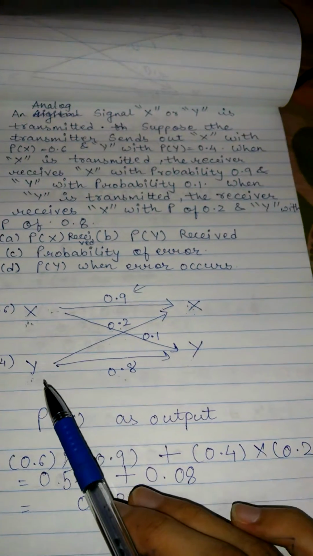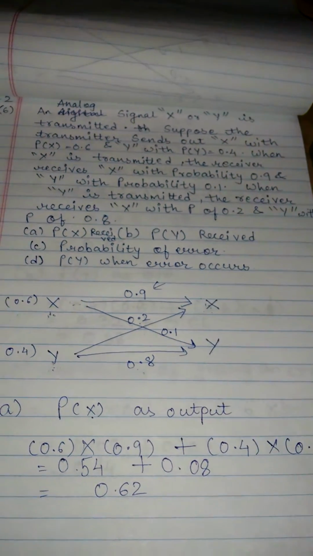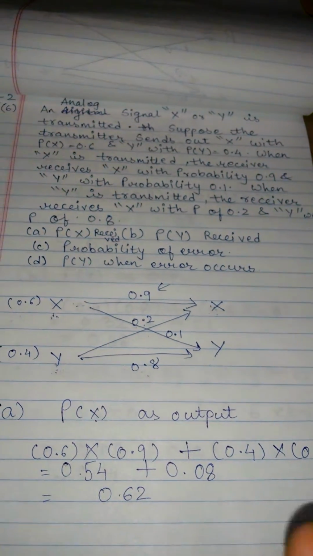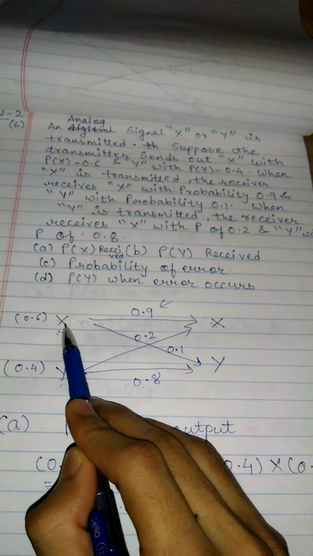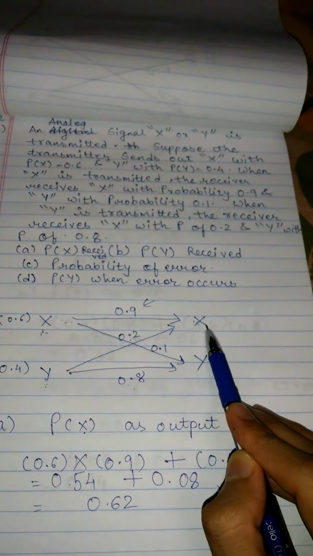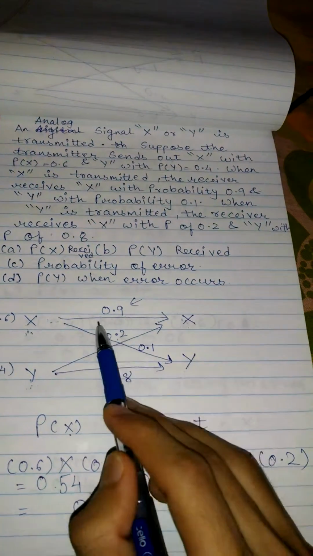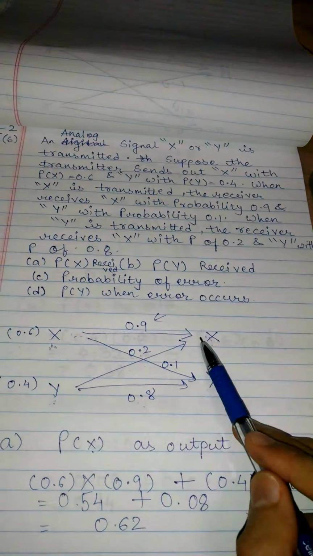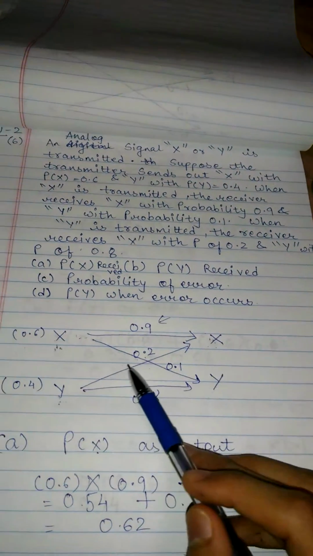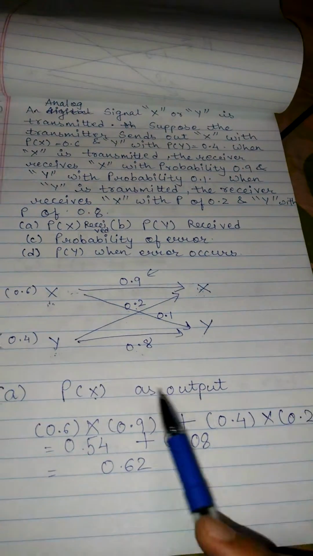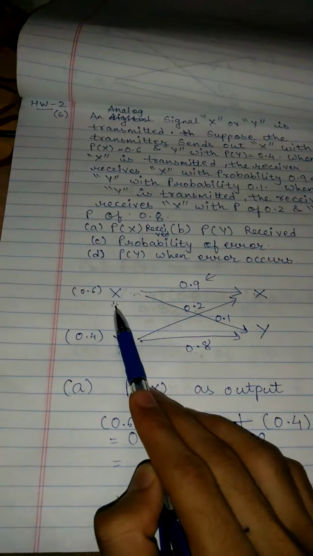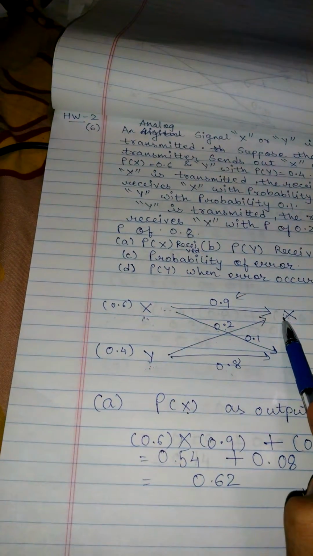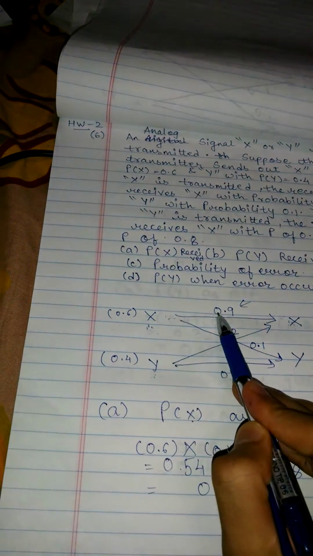First, probability of getting X as an output. So we can get X as an output by two ways. First, if X is transmitted and same X is at output, the probability is 0.9, and Y is transmitted and then an error occurs and we get X as an output, so that probability is 0.2.